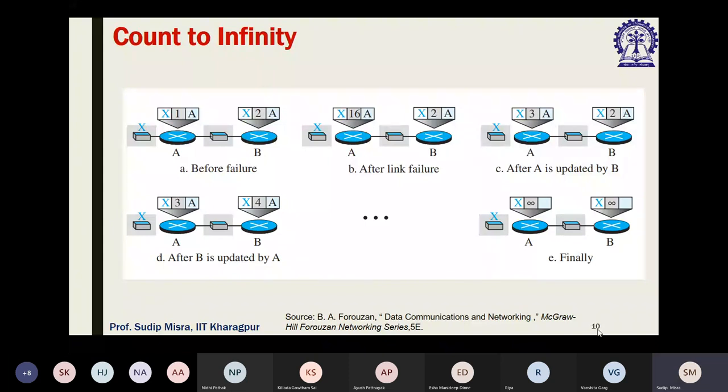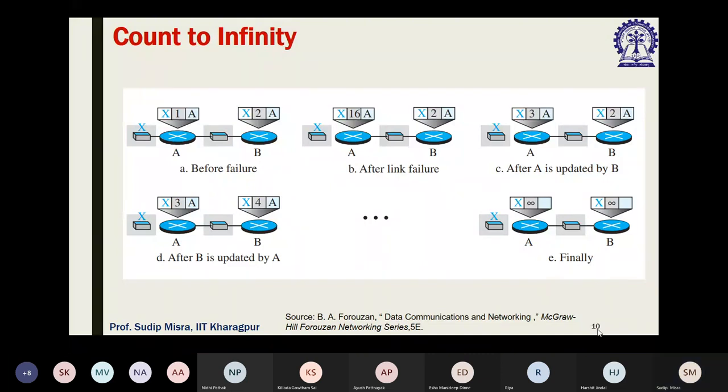The main problem with the distance vector routing protocol is that only the distance vector is shared between the neighbors, right? That problem is not there with the link state routing protocol. The main problem is that only that column, the distance vector column, is shared with the neighbors, and with the immediate neighbors only.